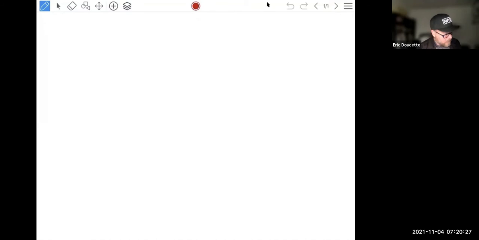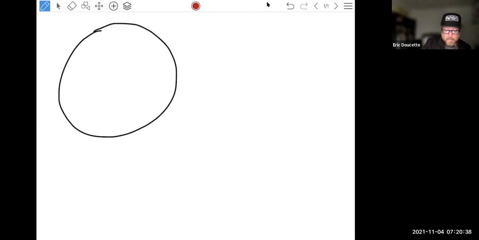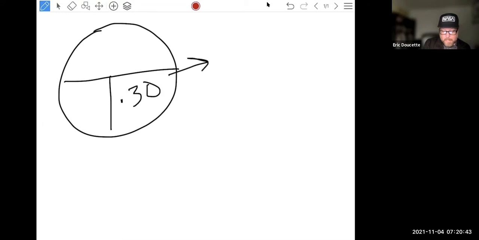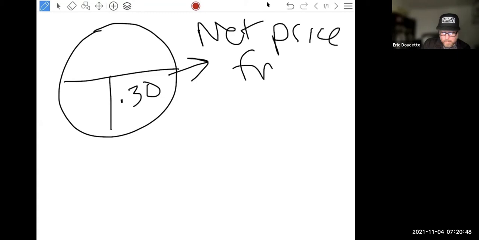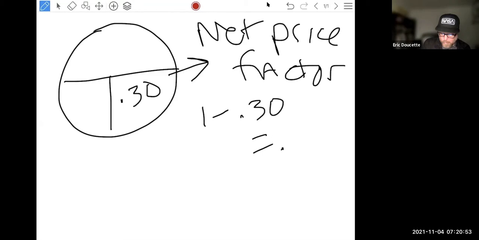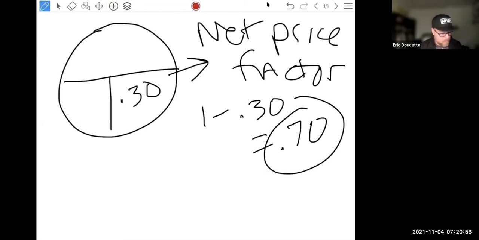What I was just working on is also called the net price factor or the complement method. The net price factor is pretty much the opposite of whatever the discount amount was. So if this was 0.30, then the net price factor would be 1 minus 0.30, which would be 0.70. That is called the net price factor or the complement. This is called the complement method. And you're going to use that again when you're trying to find the net price.